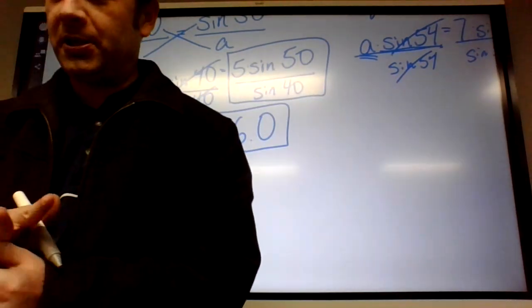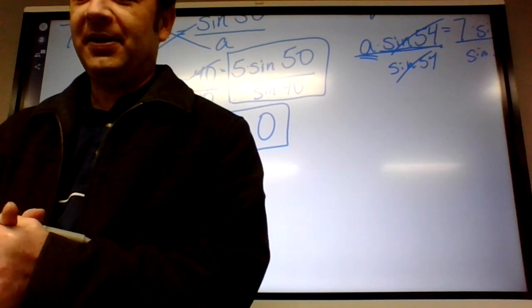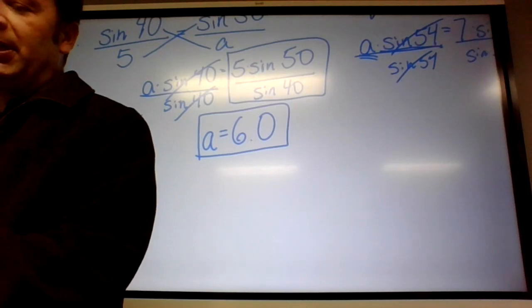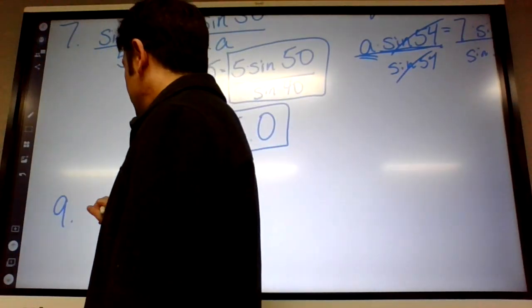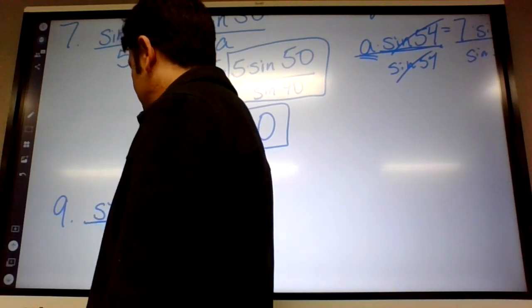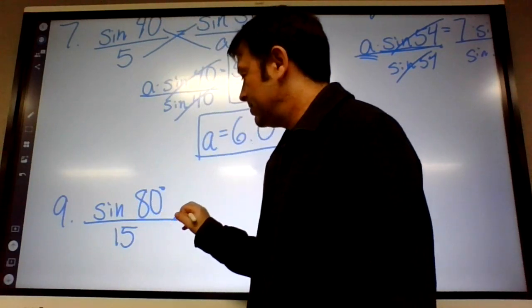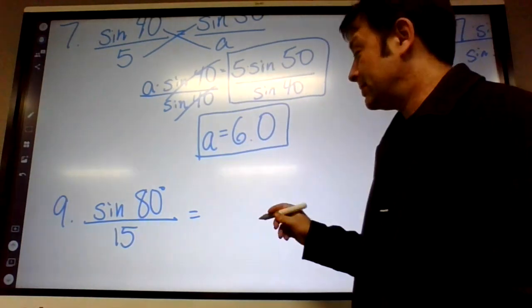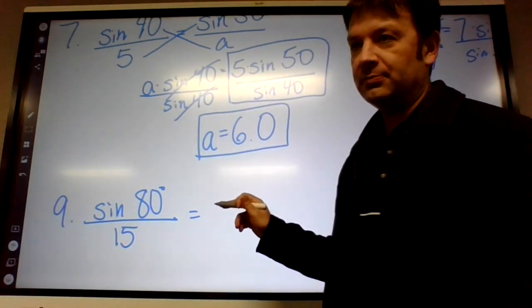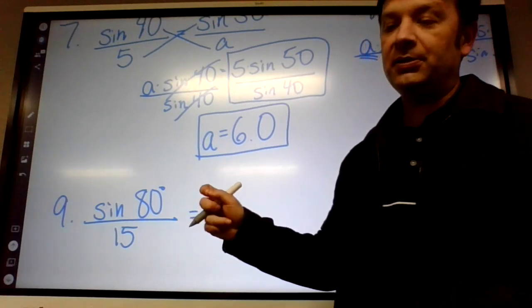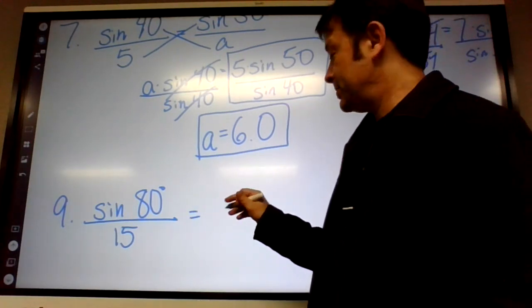Good job, you're cooking today. Thank you. 180 minus those two. 63 plus 37 is 100. 180 minus 100 is 80. So angle B is 80. That means sine of 80 over side B, 15, equals, you guys finish it. We're looking for side C. What comes next? Sine of 37 over C.